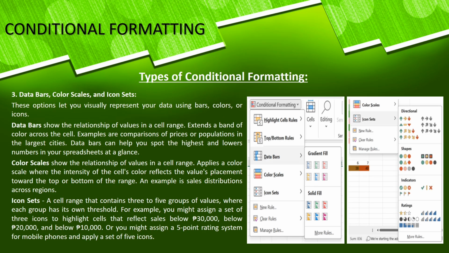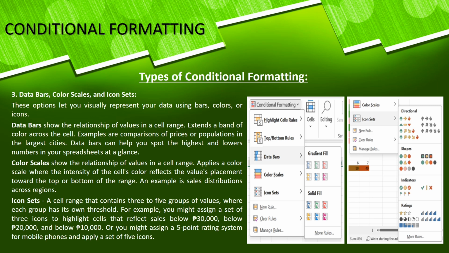3. Data bars, color scales, and icon sets. These options let you visually represent your data using bars, colors, or icons. Data bars show the relationship of values in a cell range. Extends a band of color across the cell. Examples are comparisons of prices or populations in the largest cities. Data bars can help you spot the highest and lowest numbers in your spreadsheets at a glance.